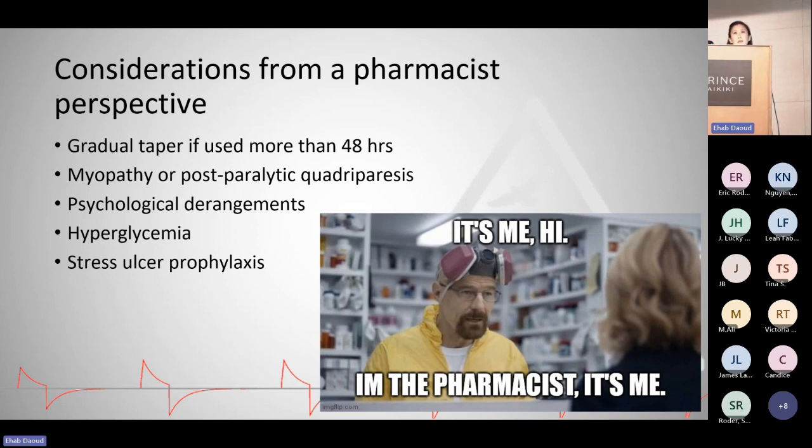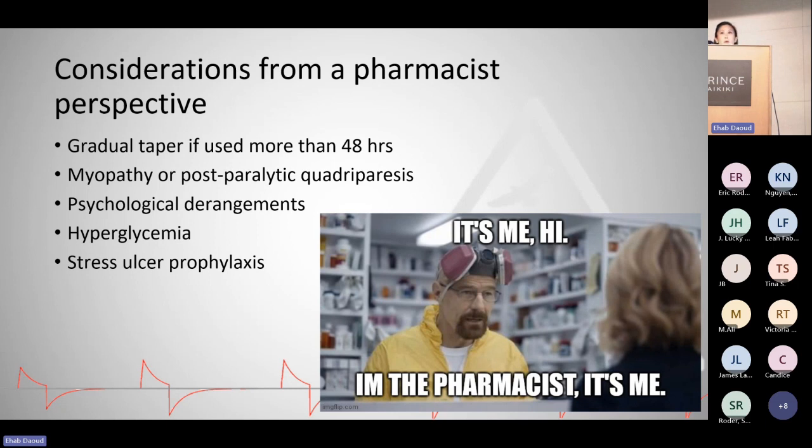So gradual taper, okay, if used for more than 48 hours, you can taper day by day, half every single day to off or to an oral steroid if needed. Post-paralytic quadriparesis or myopathy, this is a thing, especially if used in combination with some of the paralytics, like not cisatracurium, but rocuronium, vecuronium. Just due to the similarity between the chemical structure, they both are very similar to steroids.